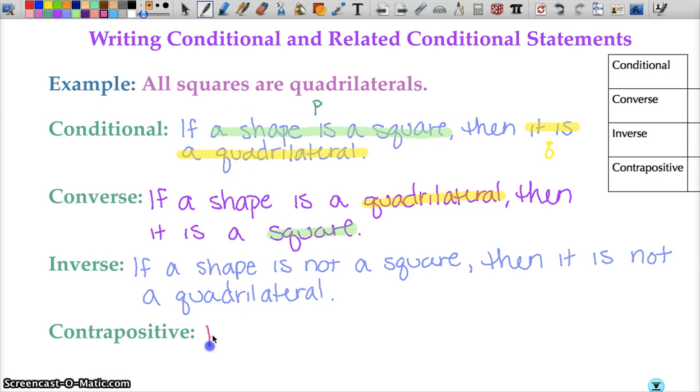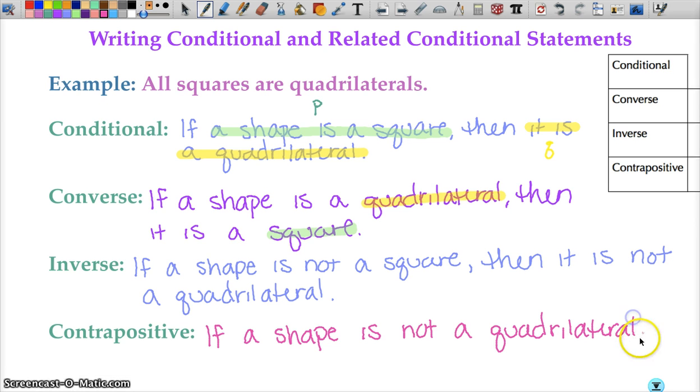So what we'll say then is if a shape is not a quadrilateral, then it is not a square. And there we go. And so now you'll notice that the quadrilateral, remember that corresponds to Q, and we put not in front, so that's not Q implies not P. Square was P. And that's all there is to it.